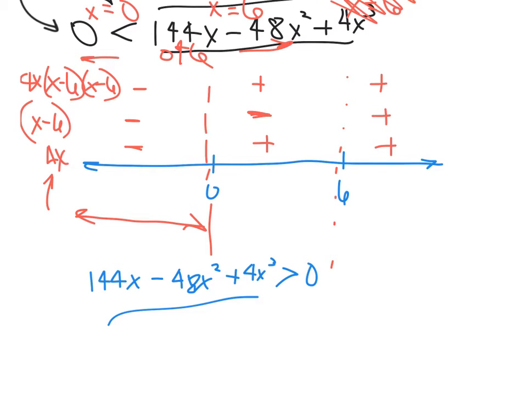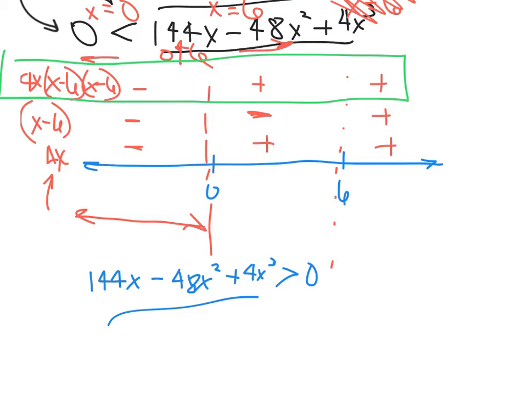And if you look at this top row here, numbers between 0 and 6 and numbers from 6 to infinity give me positive answers for this whole thing. So therefore I know that my solution is all numbers. I'm going to do this in interval notation, do it in black, 0 to 6, and that unions 6 to positive infinity. So all of those numbers are going to work.